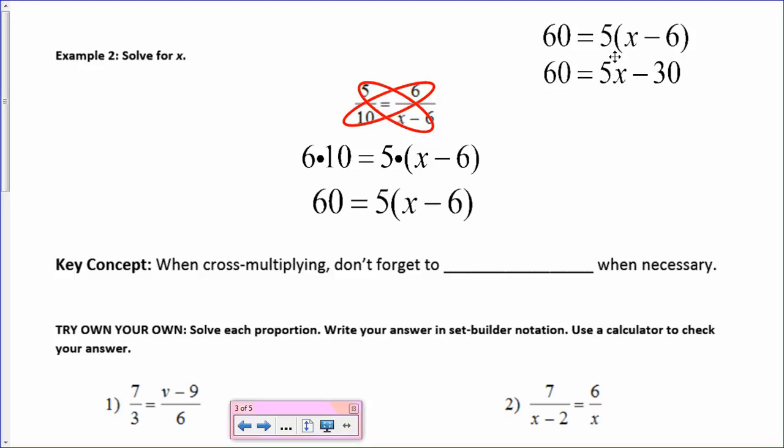So I get 5 times the x gives me 5x. 5 times the negative 6 gives me negative 30. Now we just have a two-step equation. We can solve it with sad neg. So I undo the subtracting 30 first by adding 30 to both sides.